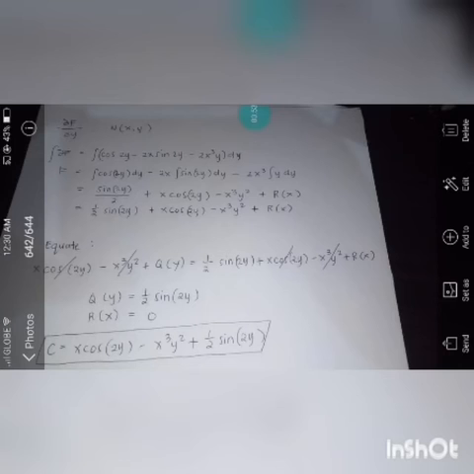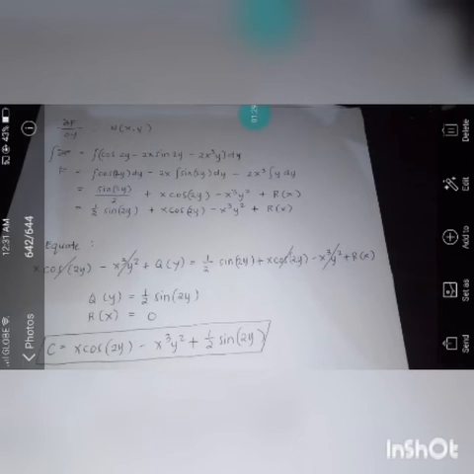So x cos 2y minus x cubed y squared plus qy is the first one. Next, it equals 1/2 sine 2y plus x cos 2y minus x cubed y squared plus rx, which we just integrated. After that, we have to cancel x cos 2y on the other side, and also cancel x cubed y squared, on the left and right side. So what remains in qy is equal to 1/2 sine 2y. In rx, what remains is just 0.